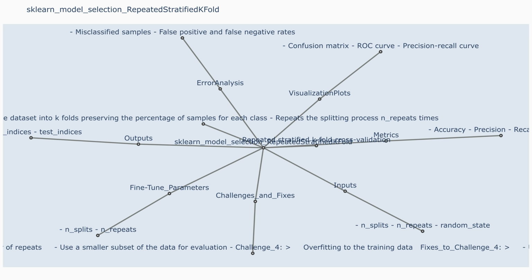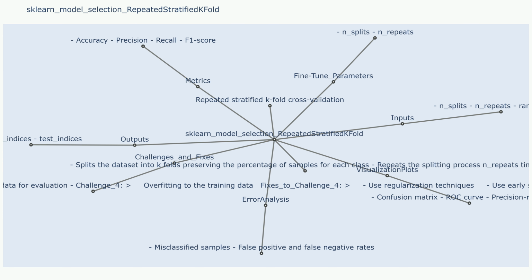YAML, sklearn, model selection, repeated stratified k-fold. Description: repeated stratified k-fold is a cross-validation technique specifically designed for datasets with class imbalance. It extends stratified k-fold by repeating the splitting process multiple times, allowing for more robust evaluation of a model's performance.